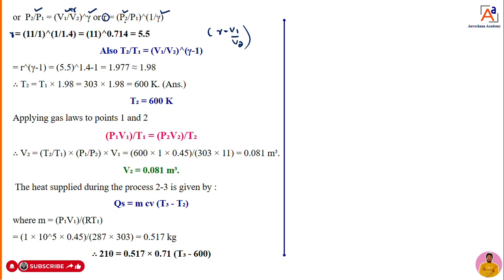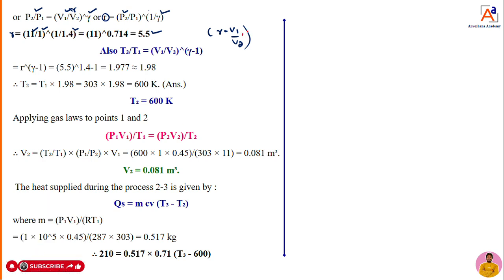What is P2? P2 he has already given, that is 11 bar. Then P1 also he has given, that is 1 bar, to the power of 1 divided by gamma, that is constant. Then do simplification, you are going to get R equal to 5.5. That is nothing but the compression ratio.